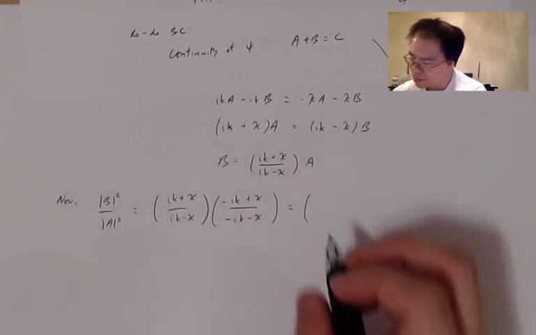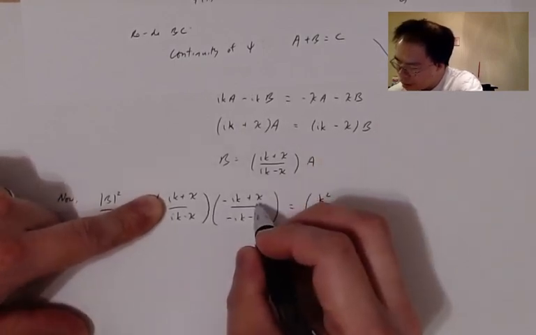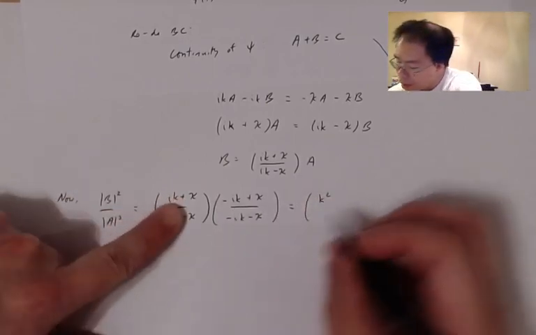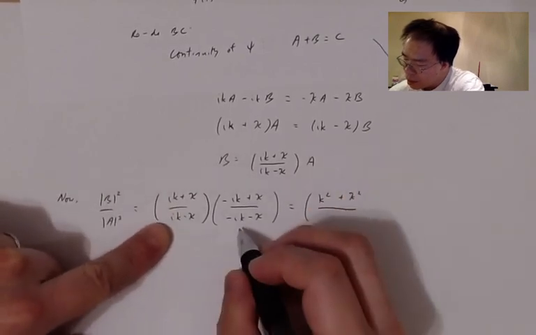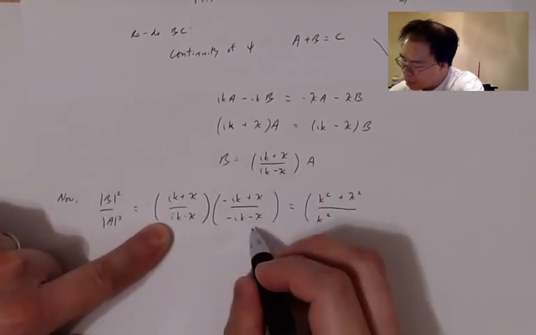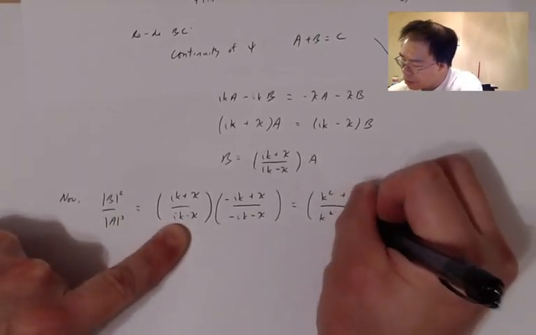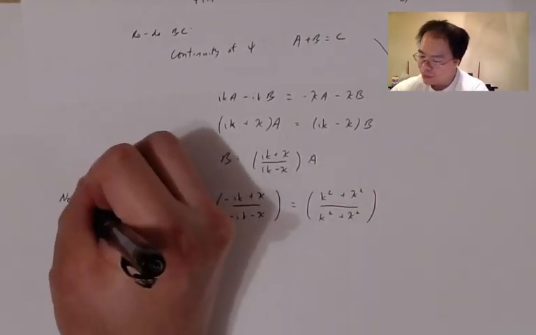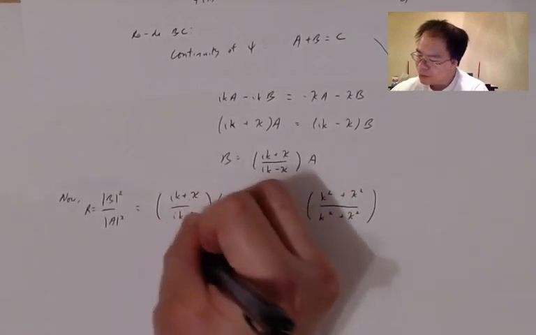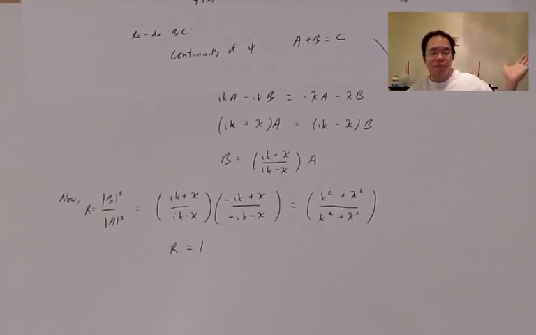And let's just multiply this whole thing out. So we have k squared first, plus ik kappa minus ik kappa, so those cross terms cancel, plus kappa squared. Downstairs, we have ik times minus ik, so it gives me a plus k squared, minus ik kappa plus ik kappa, so again cross terms cancel, and we have plus kappa squared. So this is my reflection coefficient. So here, we find that the reflection coefficient is 1. So for the case of E less than V naught, the reflection probability is 100%.